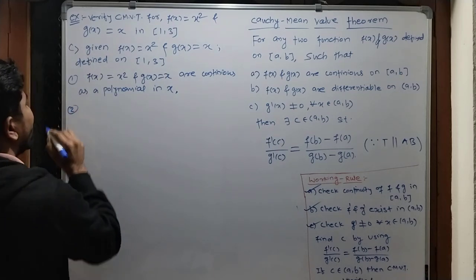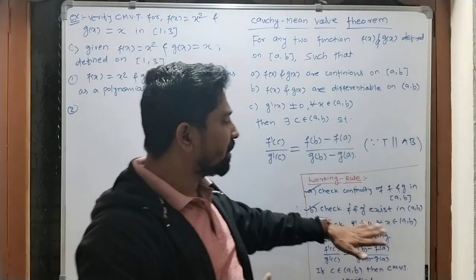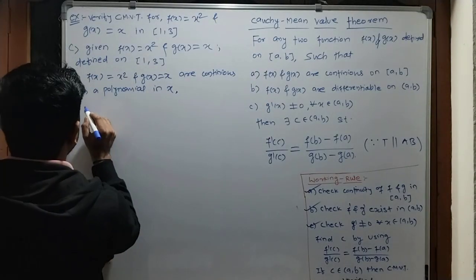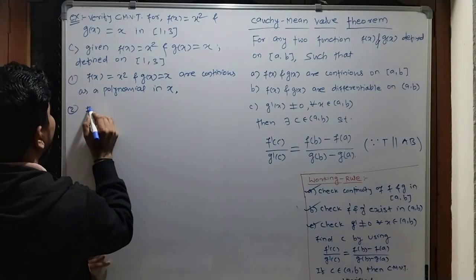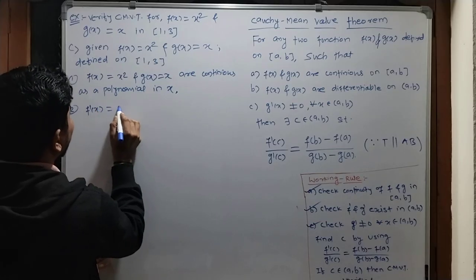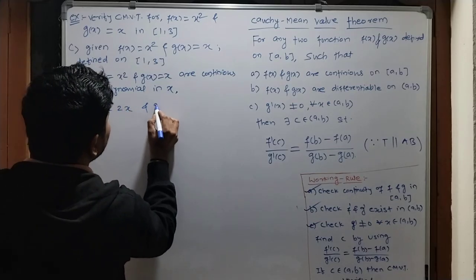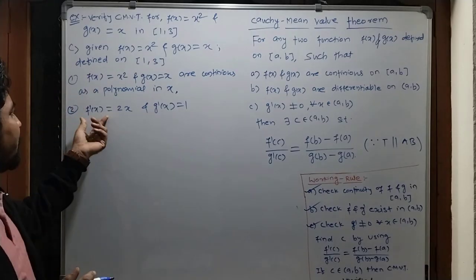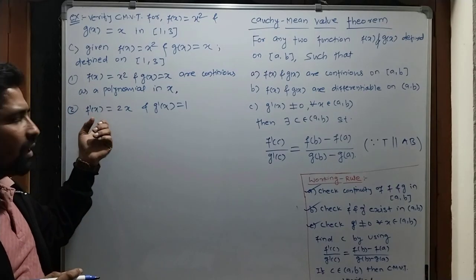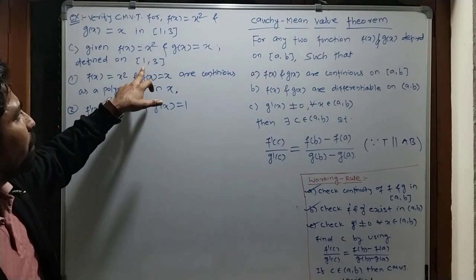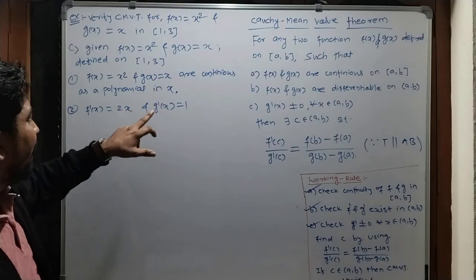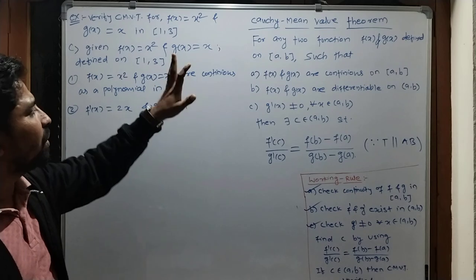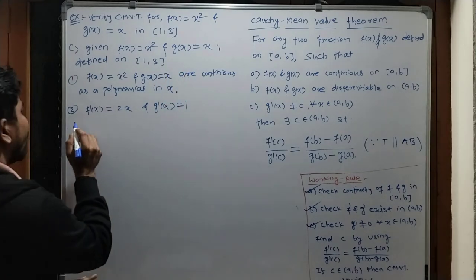Now check f of x and g of x are differentiable. That is, first find the derivative of f of x. Here f of x is x square. Therefore f dash of x equal to 2x and g dash of x equal to 1. So here f dash of x equal to 2x exists for all x belongs to this open interval 1 to 3, and g dash of x equal to 1, that is constant, exists for all x belongs to this open interval 1 to 3.